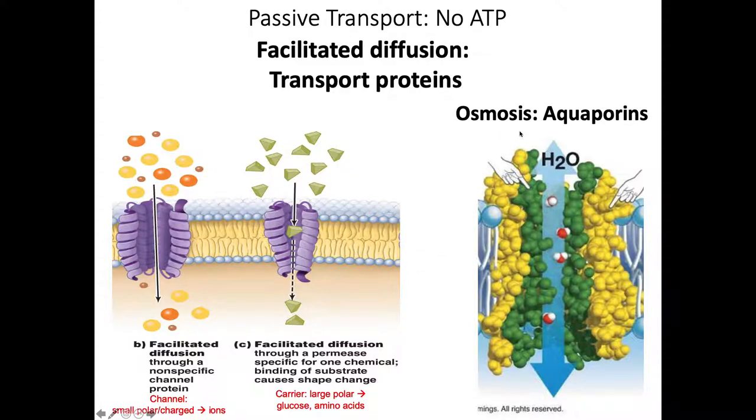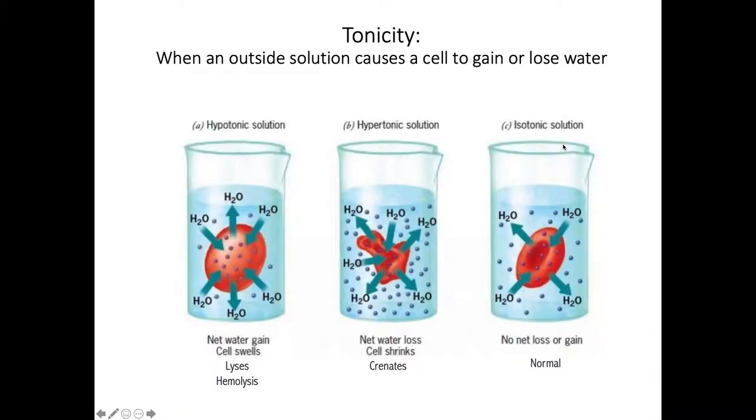And speaking of channels, we have a special type of channel that only allows water to pass through, and these are called aquaporins. Aqua means water, and osmosis just means the movement of water, whether it's inside of the cell or outside of the cell. Speaking of osmosis, let's talk about how a cell would be affected by an outside solution. That is called tonicity. When you place a cell in a certain type of solution, it can either cause the cell to shrink or burst, or if it's the right solution, it'll stay normal.